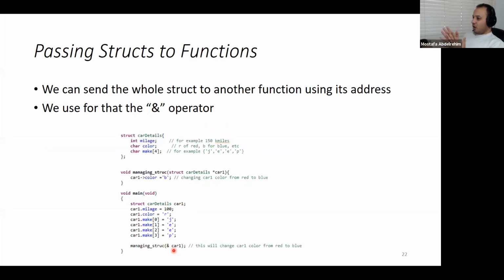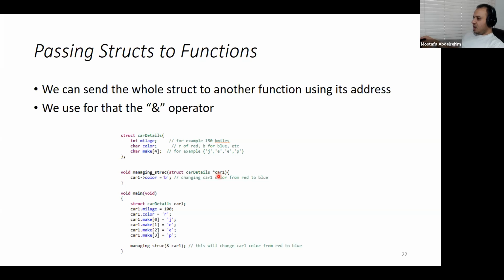Now, how to pass a struct to a function? It's a little similar to passing arrays to functions. We send an address to the first location of the struct, so we use the ampersand. It's exactly the same example, but we added another function, and we send the address of this struct to this function. And when we receive it, we do it this way: we put struct, then the definition, car details, and you can change the name by the way. You can call it car2, that's fine.